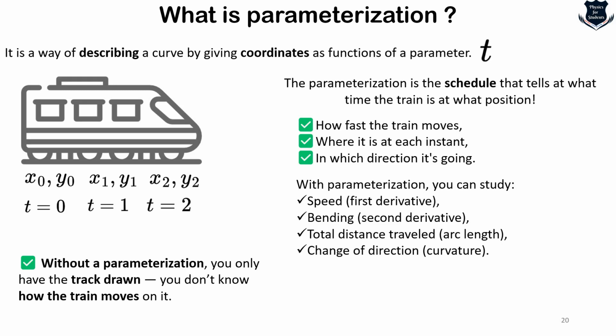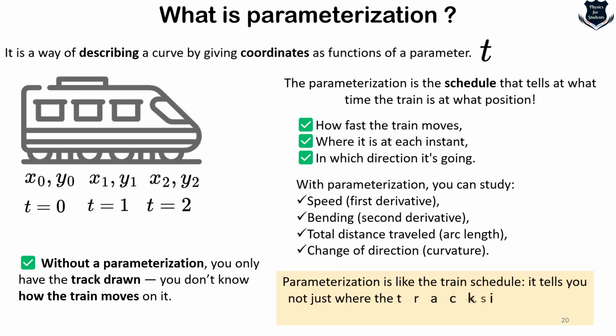And what happens if you don't understand parameterization? Without a parameterization, you can only have the track drawn, that is the implicit definition, and you don't know how the train moves on it. So this is something which I would like you to imagine. With parameterization, you can study the speed, the bending, the total distance, and the change in direction. In one word, parameterization is just like the train schedule.